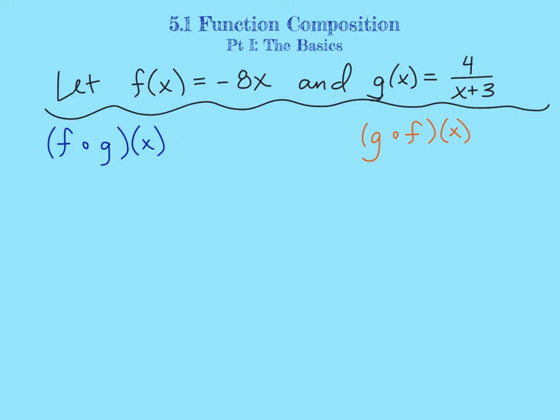First, we want to find f of g of x, which means that we're finding f of g of x. g of x is 4 over x plus 3. The f function says that whatever our input is, to output, we multiply by negative 8. So our input is 4 over x plus 3, so we are going to simply multiply that input by negative 8.